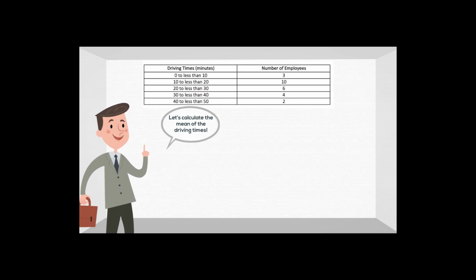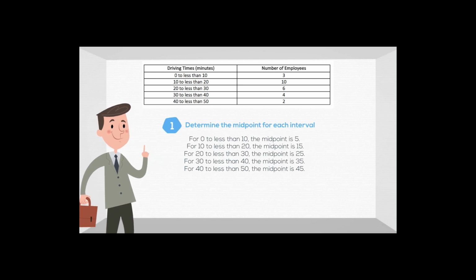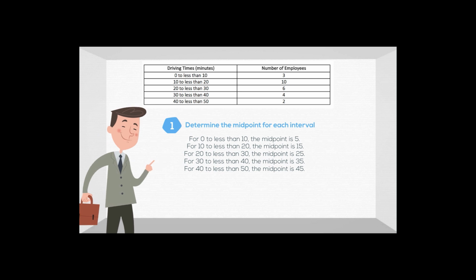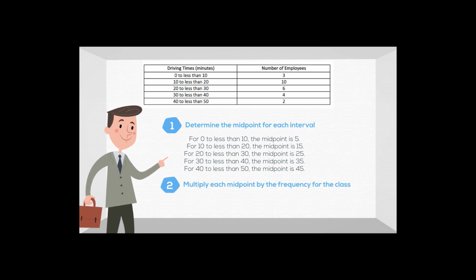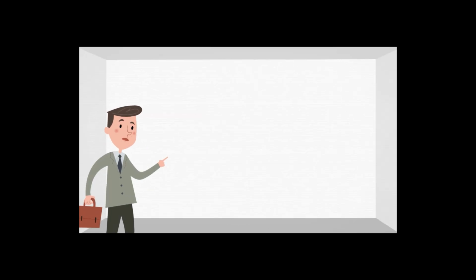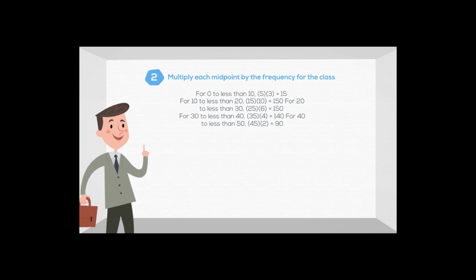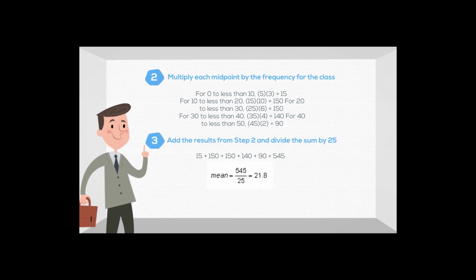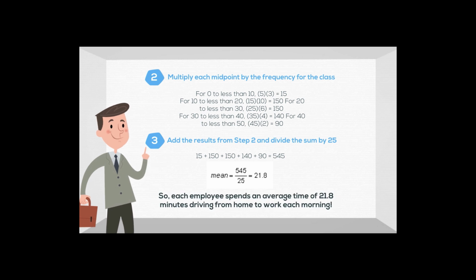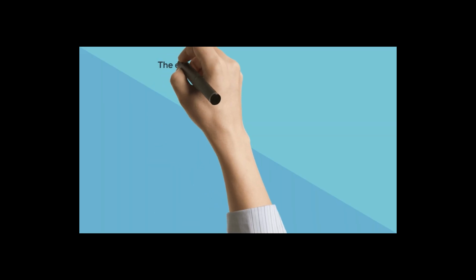In this example, there are 25 staff who come to the office, grouped by class. Therefore, we first determine the midpoint of each interval. For 0 to less than 10, the midpoint is 5. Then we multiply each midpoint by the frequency of that class, add all the values, and divide the total by 25. So we get 21.8. Therefore, each person spends on average 21.8 hours going to work.